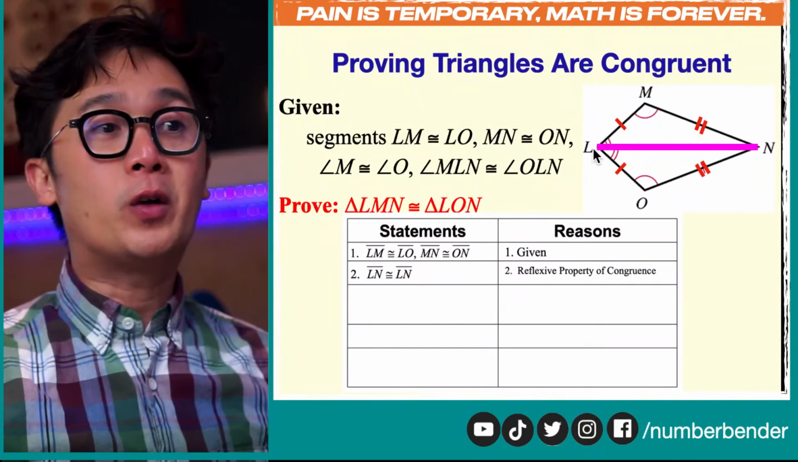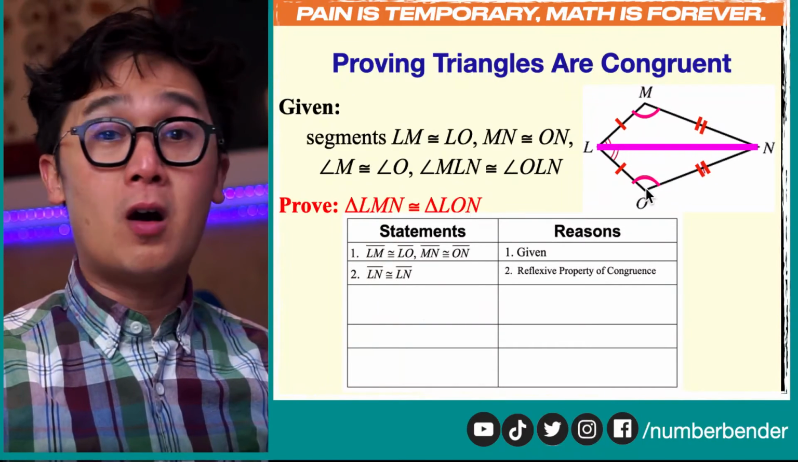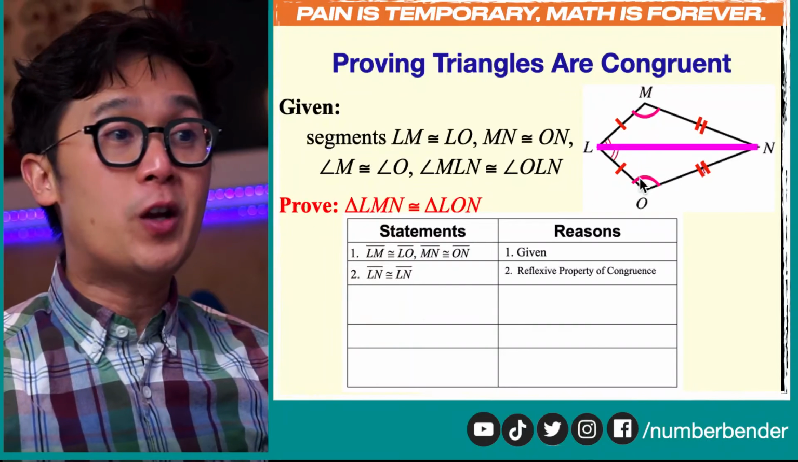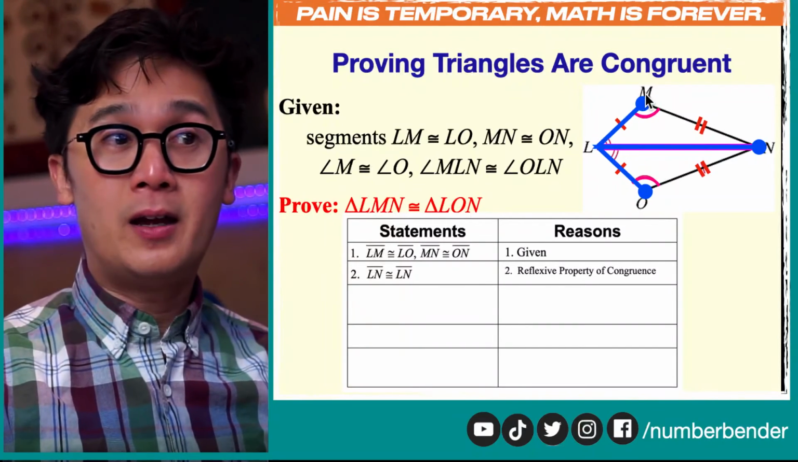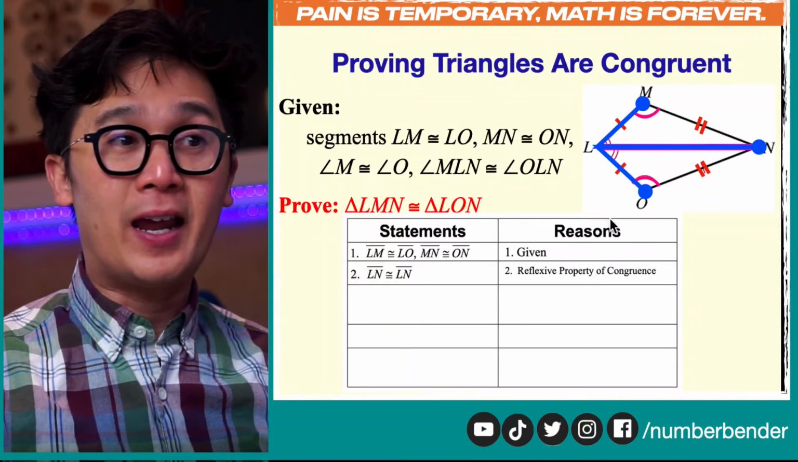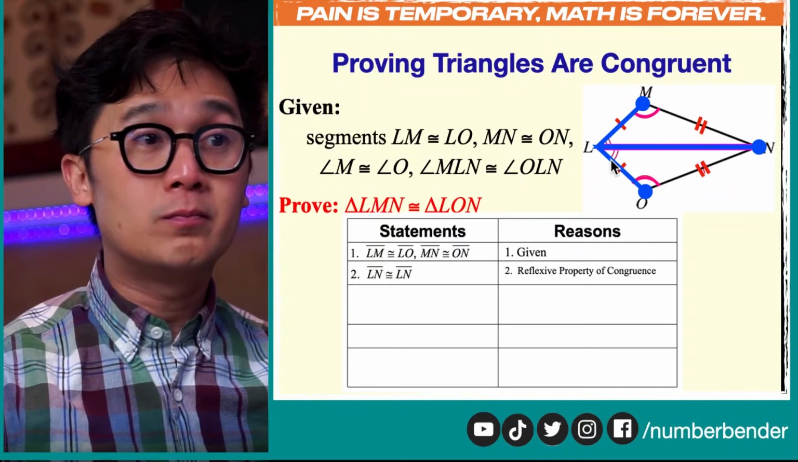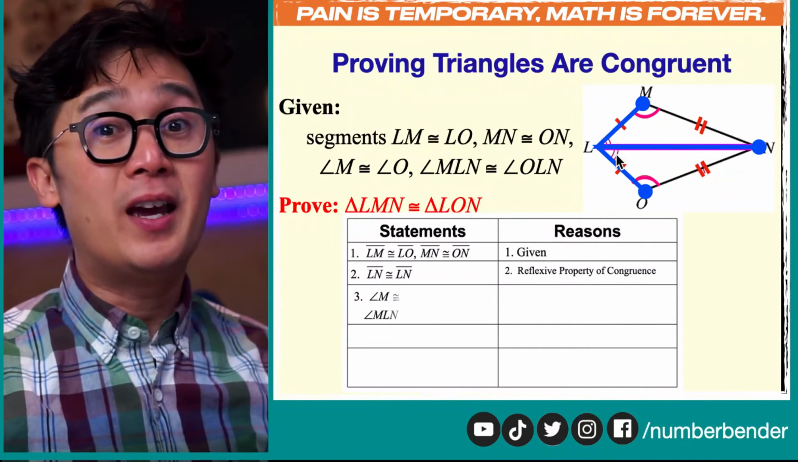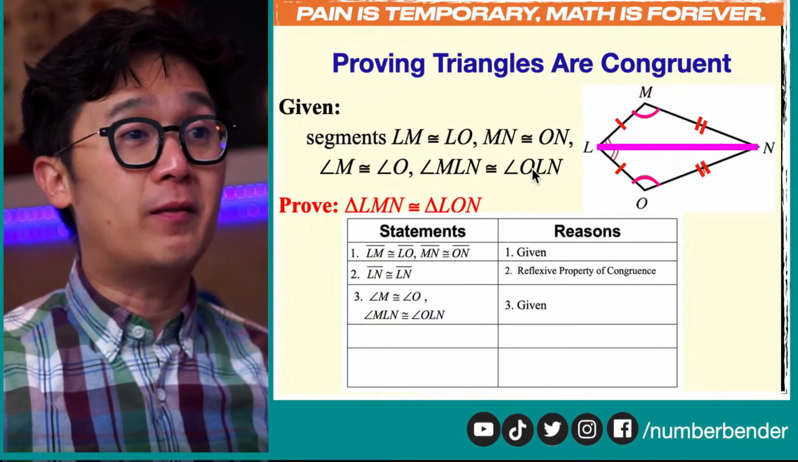And the next thing that we're going to establish is to show that angles M and O are congruent because they have the same marking as well. And we also know that angles MLN and OLN are also congruent because they have two markings on that corner as well. And we also know this because it's also given information from our problem, which is this line right here.